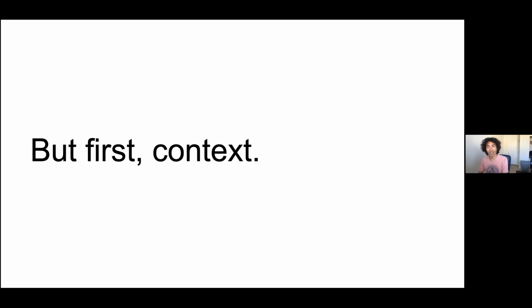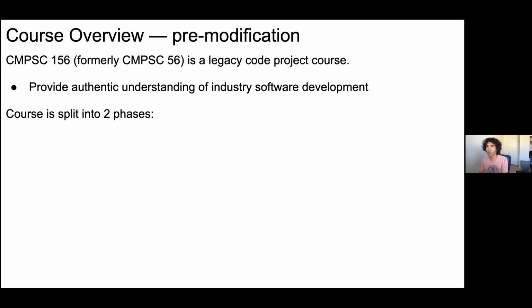But first, I need to set some context. And more specifically, I need to give you an overview of what this course looked like before this project. So Computer Science 156, I'm going to refer to as CS 156, is a legacy code project course, and its primary goal is to provide an authentic understanding of industry software development.